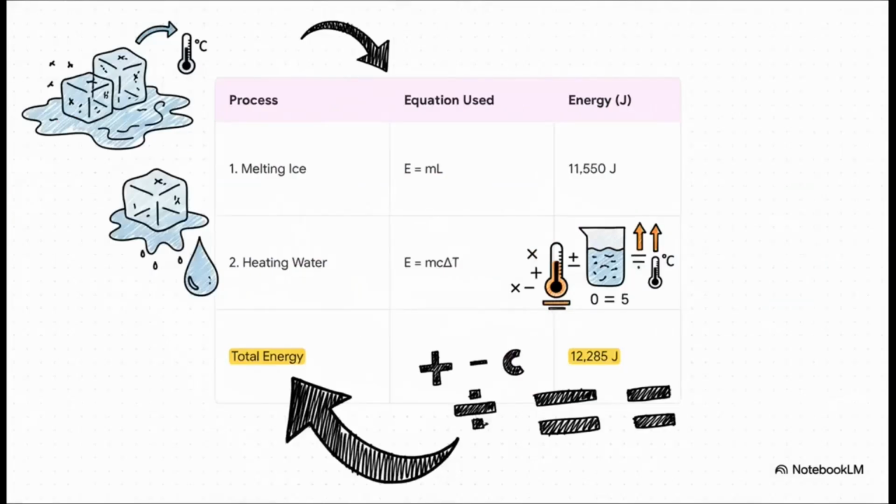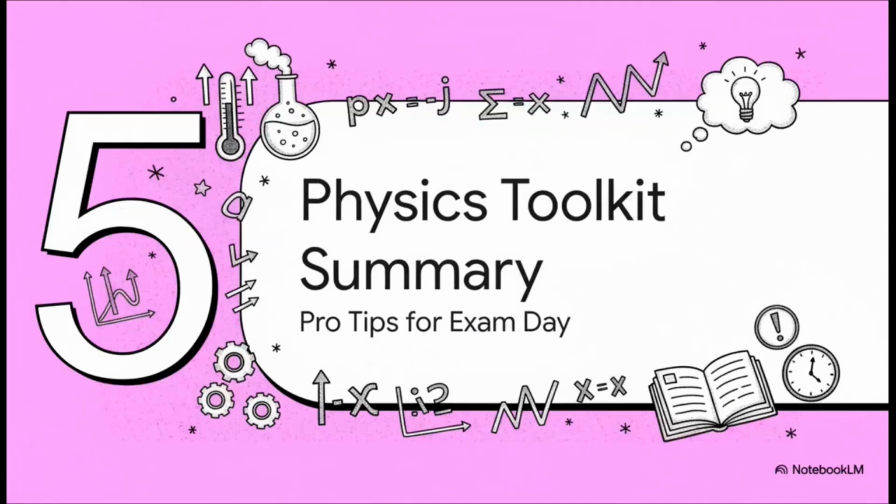So let's look at a quick 2-step example right here. Let's say we want to take a small ice cube, maybe 35 grams, from 0 degrees solid to 5 degrees liquid. Well, step 1 is melting it. We use E equals mL, which takes 11,550 joules. Step 2 is heating that newly melted water from 0 to 5 degrees using E equals mcΔT, which takes another 735 joules. The total energy, you just add the 2 steps together, 12,285 joules. That's it. Okay, let's wrap this all up with a really clear summary of your physics toolkit.